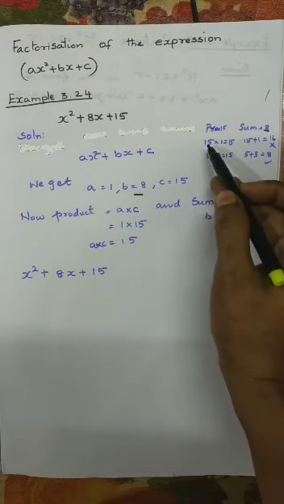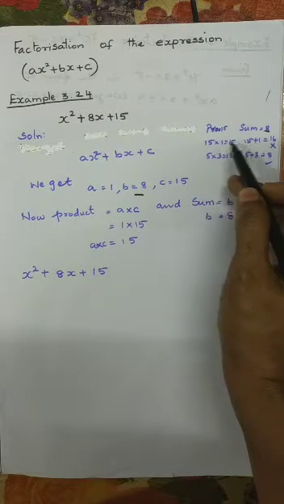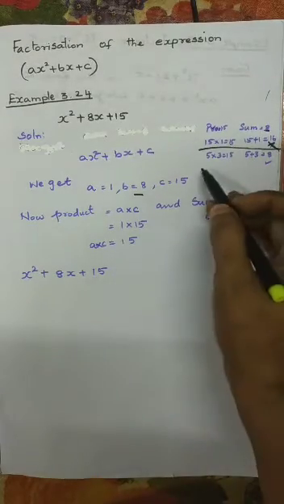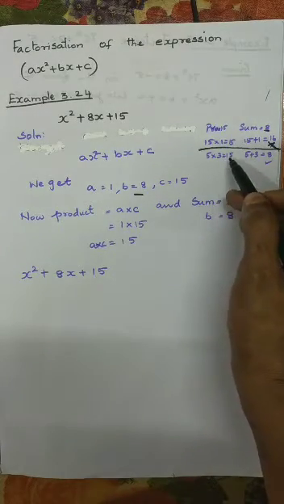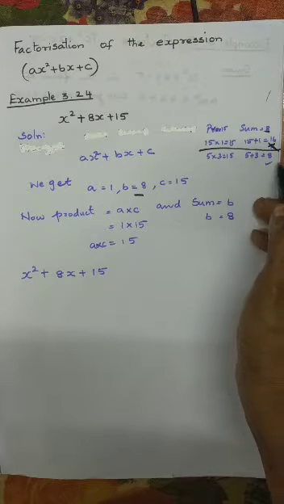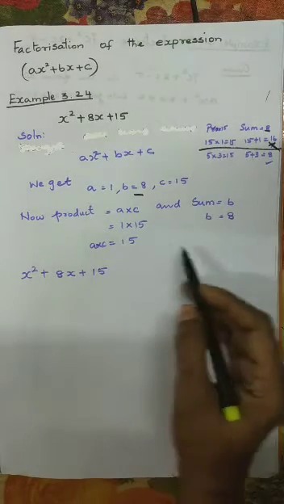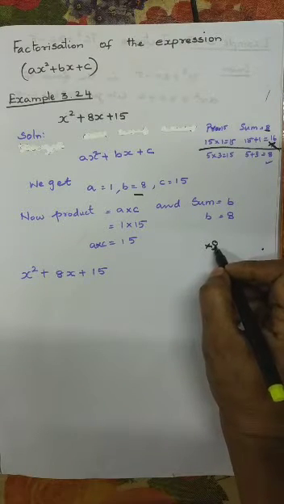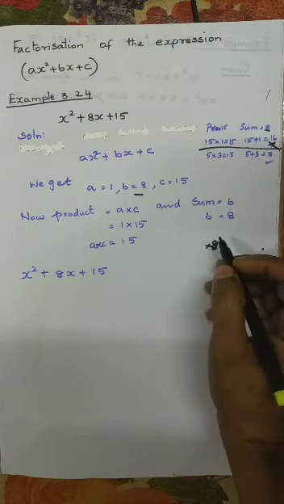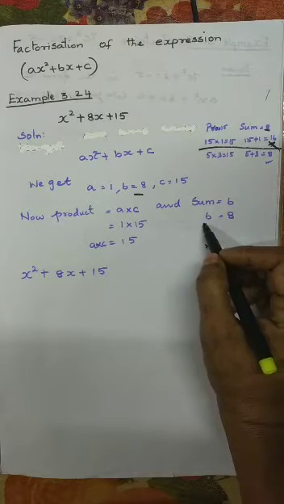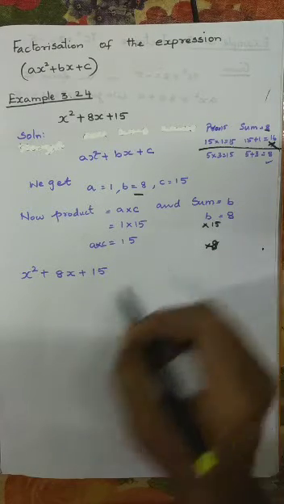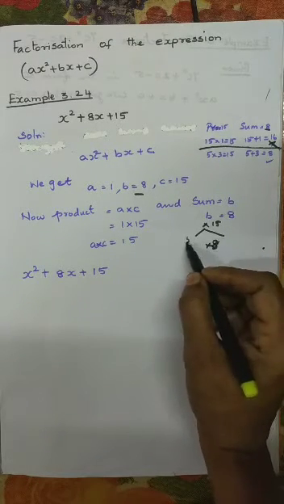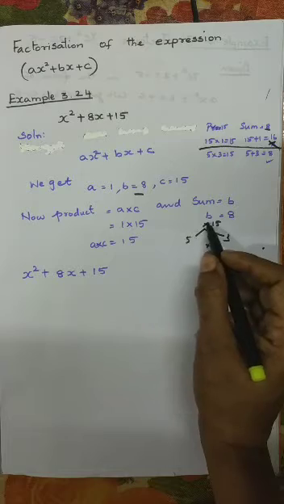But here 15 plus 1 is 16, so we cannot take this one. Okay, we can take this 5 3s are 15, so 5 plus 3 is 8. Now let us see, if we add we have to get 8, and if you multiply you have to get 15. Okay, 5 3s are 15.